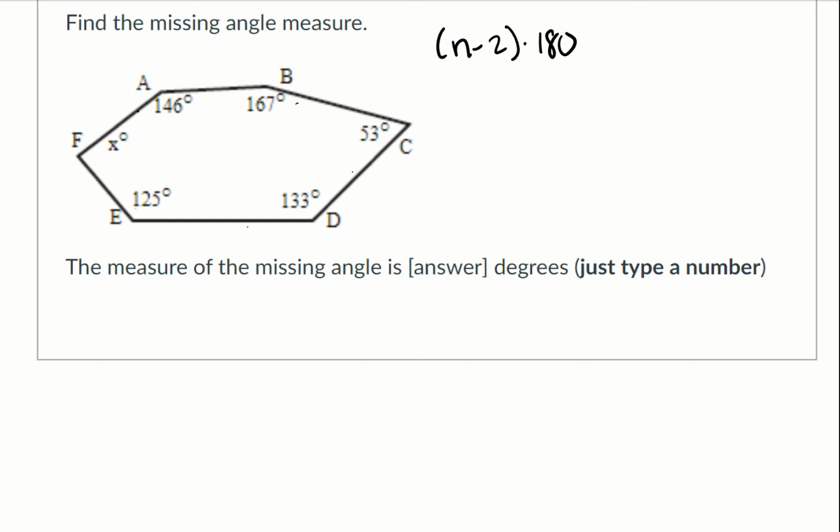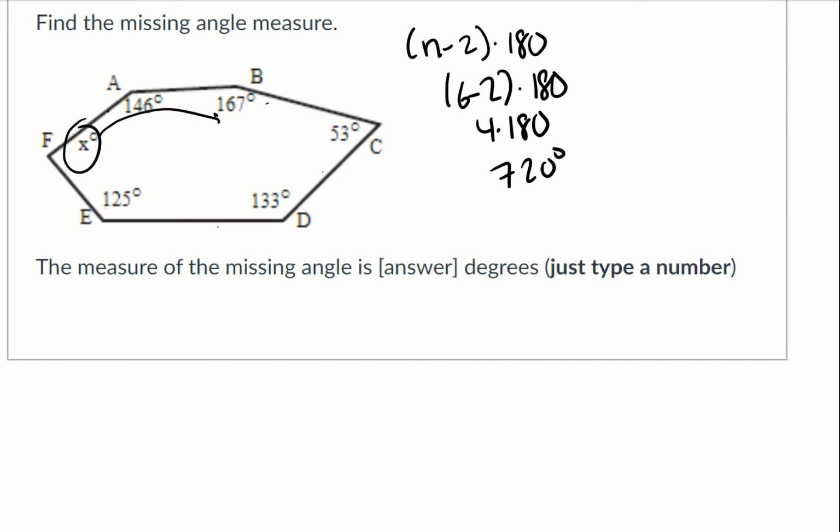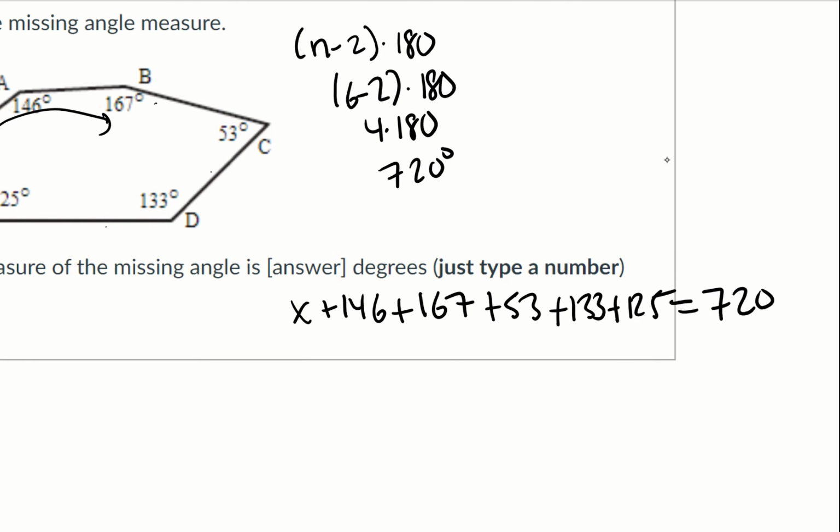So we have 6 sides here. So we got 4 times 180, which is 720. So we got 720 degrees should be the total of these angles. So let's add up all the angles, make our way around here. So x plus 146, we'll do it down here just so we have enough room, plus 167, plus 53, plus 133, plus 125. And that's supposed to equal 720.